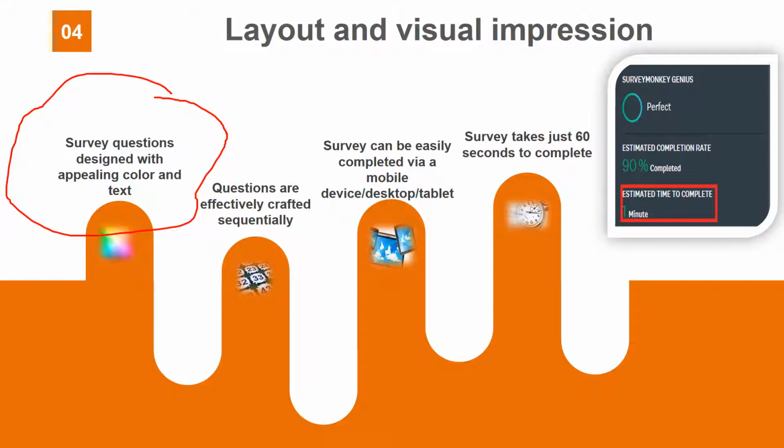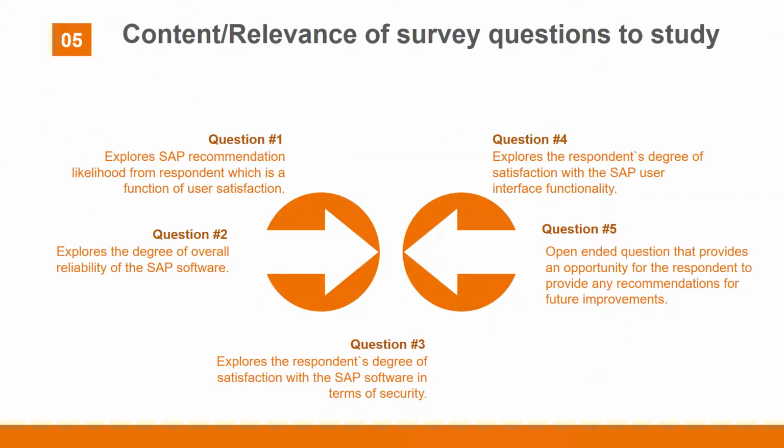So the next point on our agenda is the content and relevance of our survey questions to the study. The first thing, with question 1, we see how the question tries to explore the recommendation likelihood from a respondent, which is a function of user satisfaction. If you're very satisfied with the SAP software, like we mentioned earlier, you are more likely to recommend that software to a family member or a relative, which translates to a positive image for the SAP strategic team.